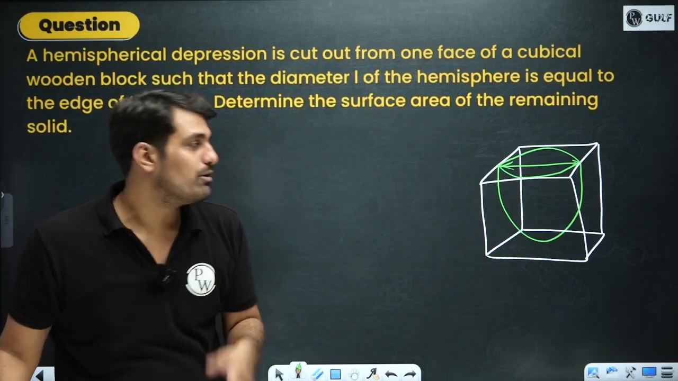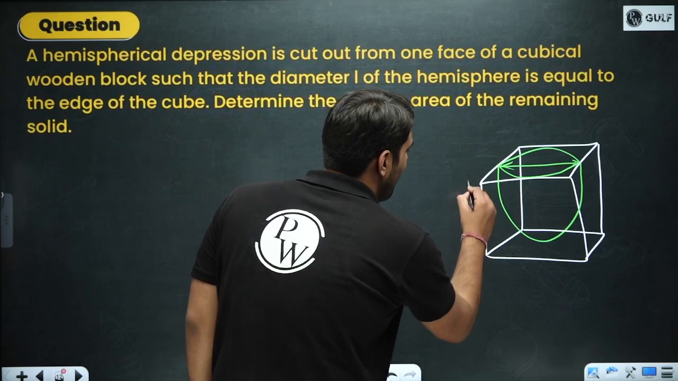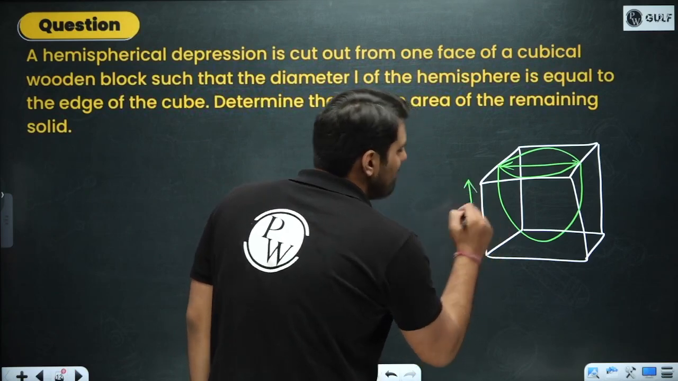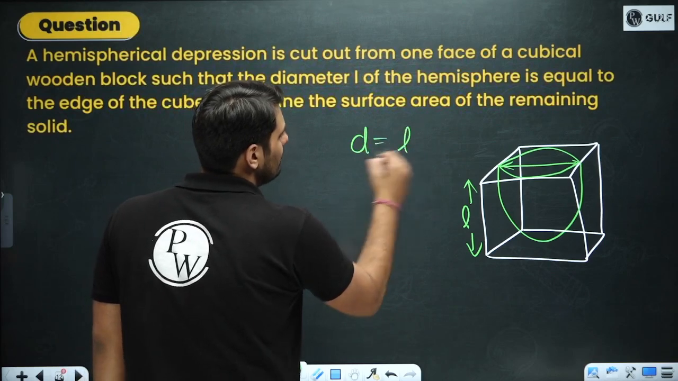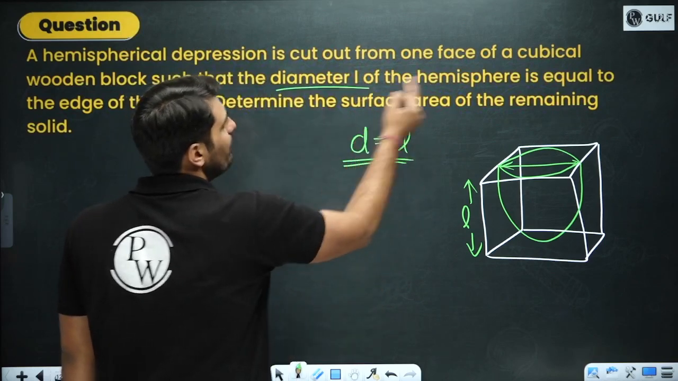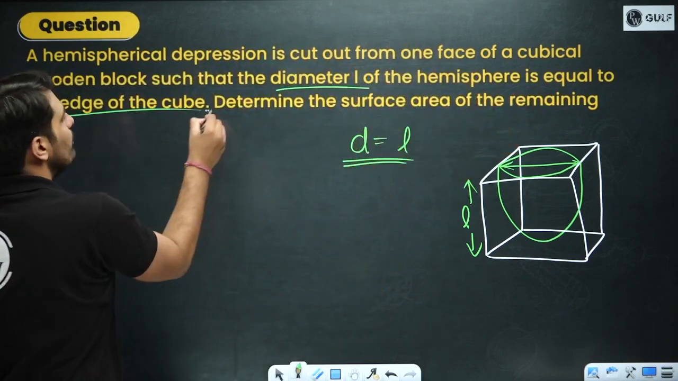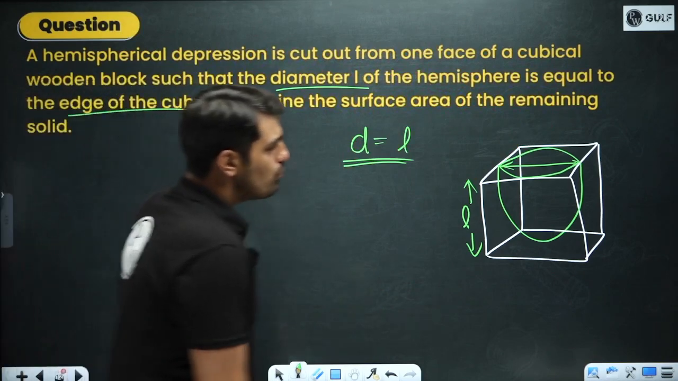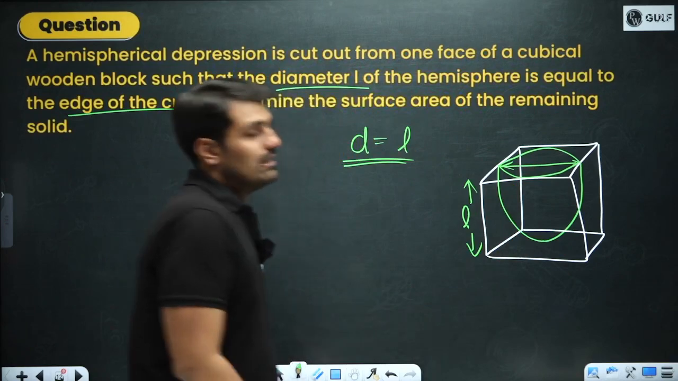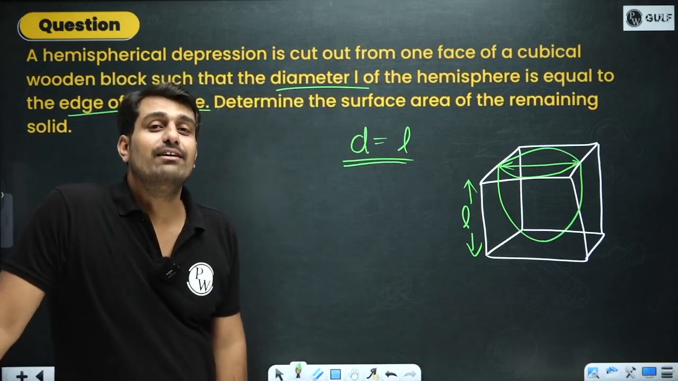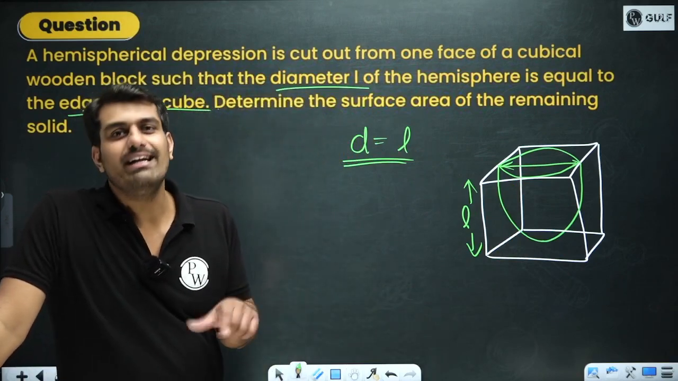Why will it be touching? Because l is what we are having over here, and the same is the diameter as well. The diameter of this body is equal to l. This is clearly mentioned over here. The diameter of the hemisphere is equal to the edge of the cube. So over here, this will be touching the bottommost point of that cube. So this is how you have to understand the figure, by reading the question very carefully and reading it multiple times.